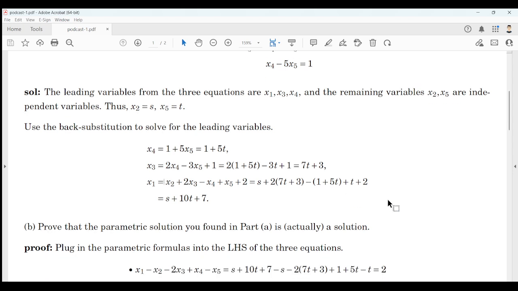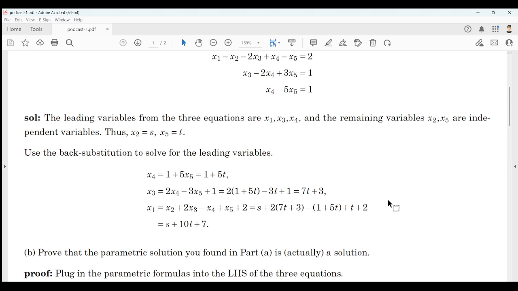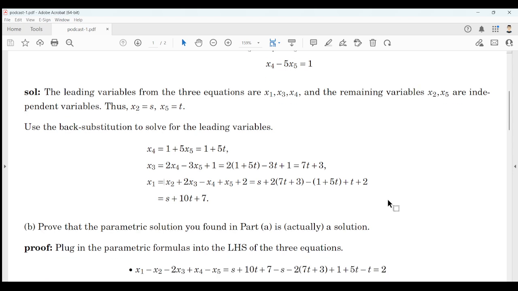So final step, the first equation. The big one. y1 minus y2 minus 2y3 plus y4 minus y5 equals 2. So substitute everything in: s for y2, that's 7t plus 3 for y3, the 1 plus 5t for y4, and t for y5.